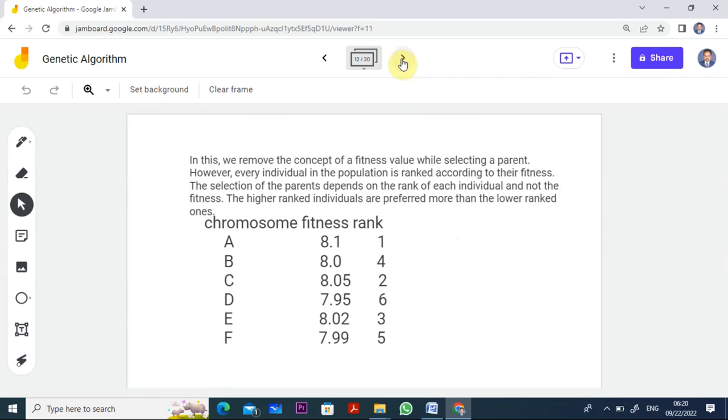So in that case what we do, as I told you, is that the rank is more important than the fitness here. Now if you see this, we remove the concept of the fitness value, but we go for the rank. As I told you, 8.1 is the highest rank, then 8.05 is the second highest rank, 8.02 is the third rank, like that I have already given a rank. Now the individuals having the higher rank are given the priority first. These higher ranked individuals are preferred more than the low ranked ones. Clear?